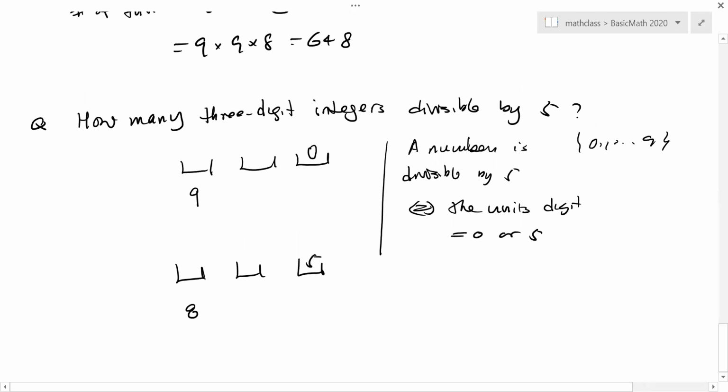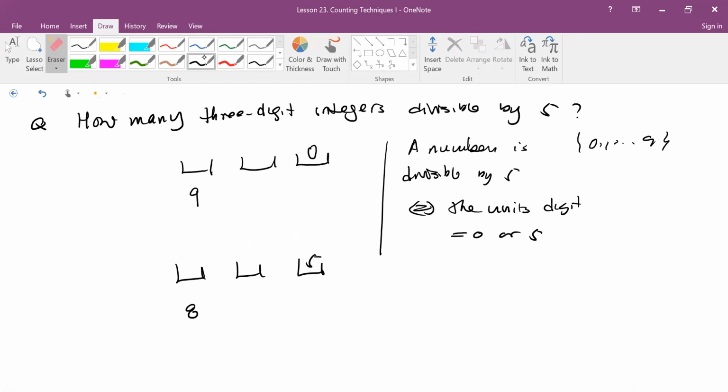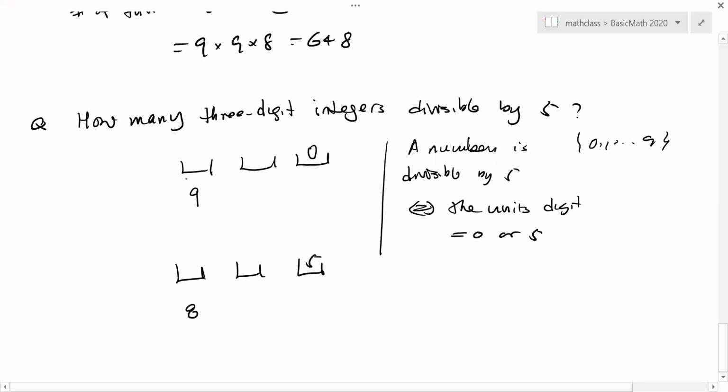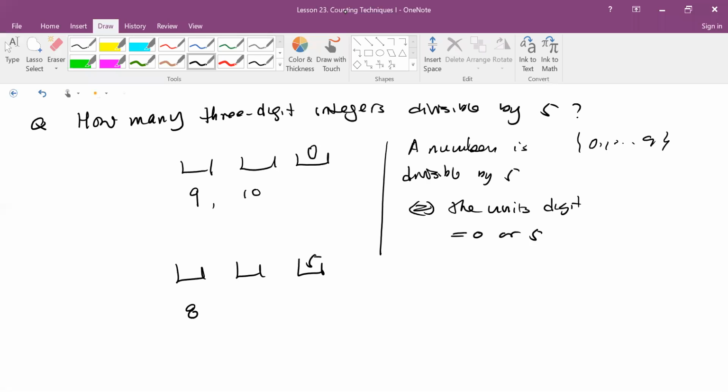So the first one, the hundreds digit, cannot be 0. Then the second digit, you have 10 choices, not 9. The second digit can have 10 choices.